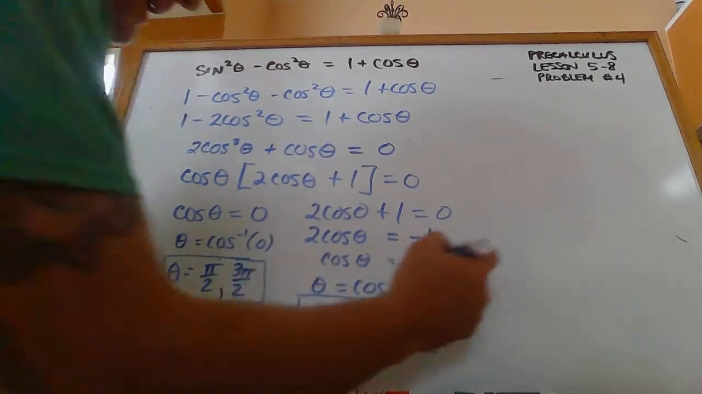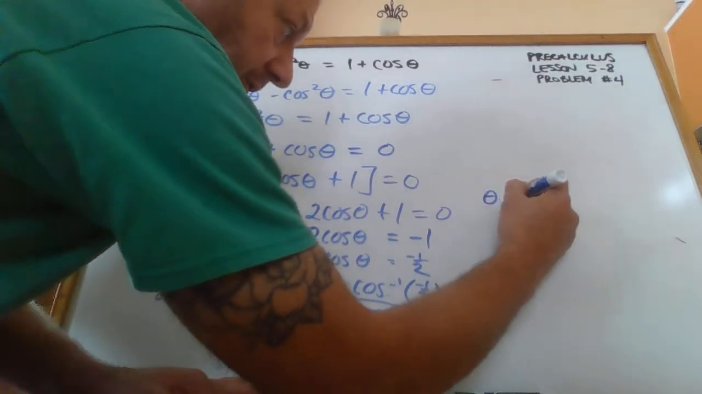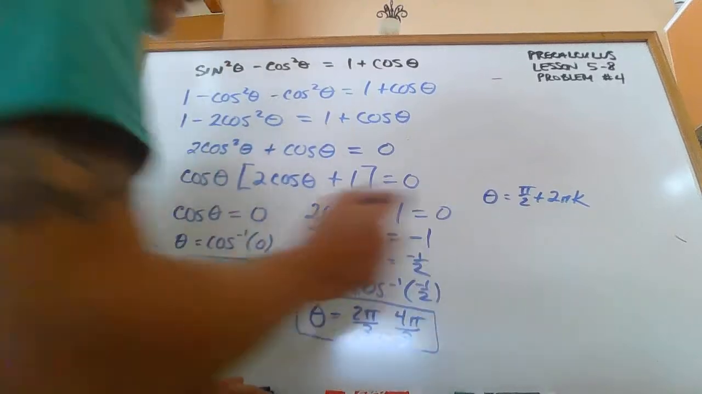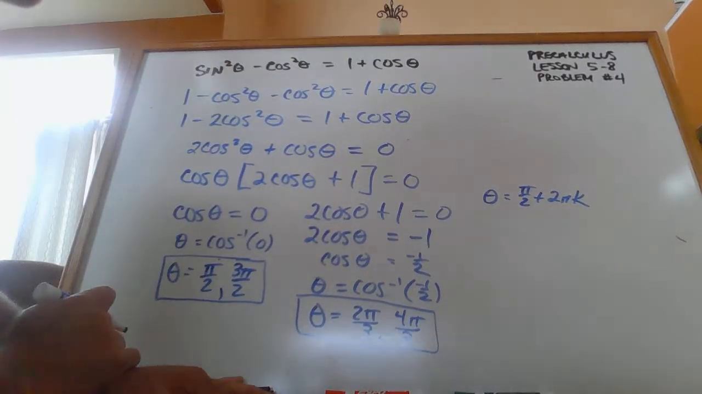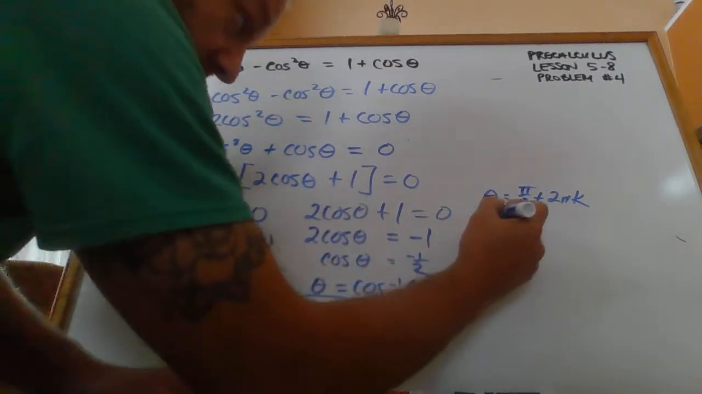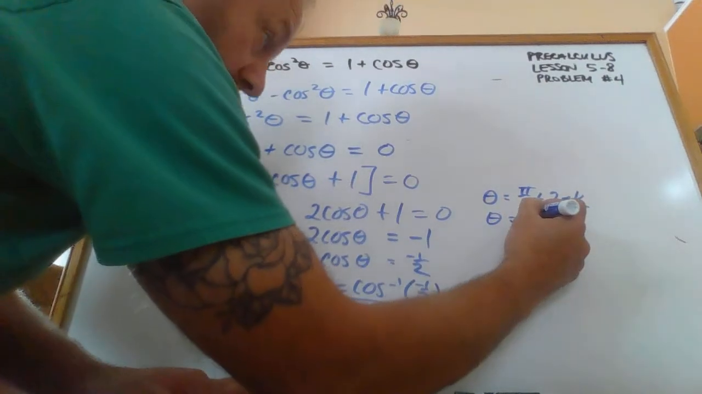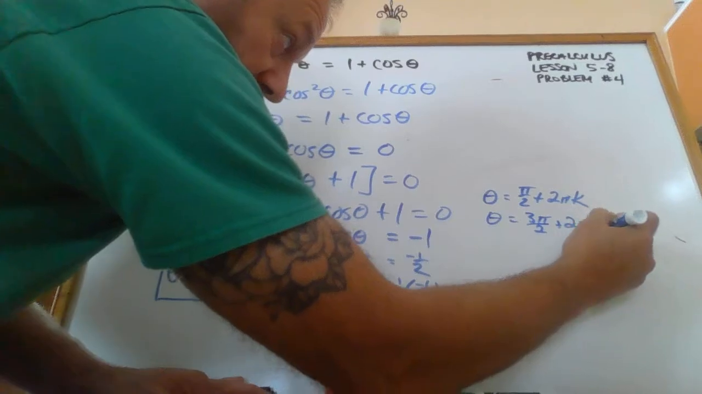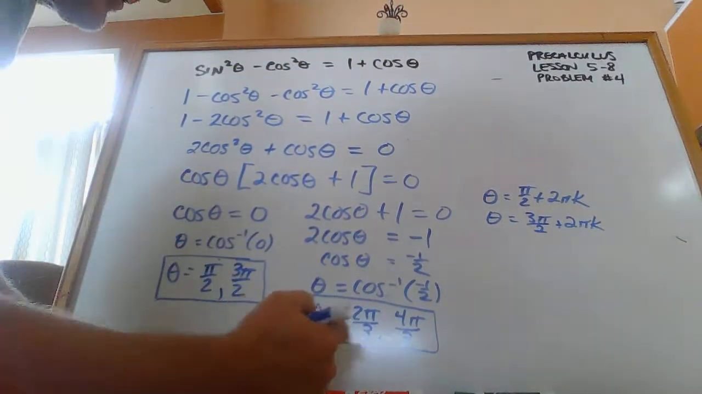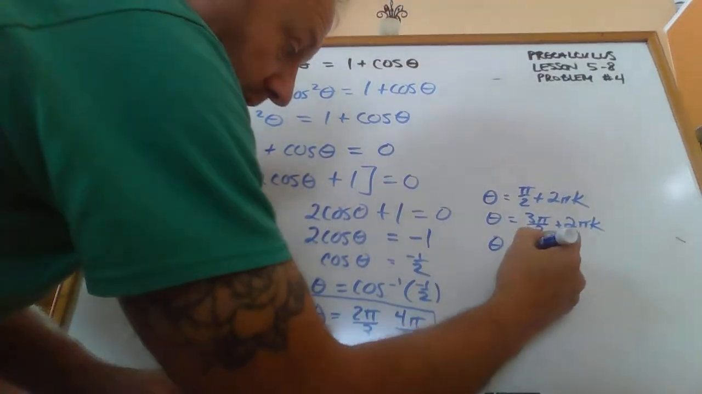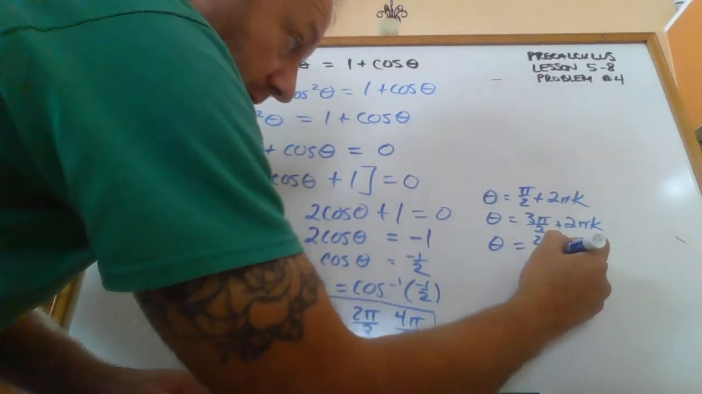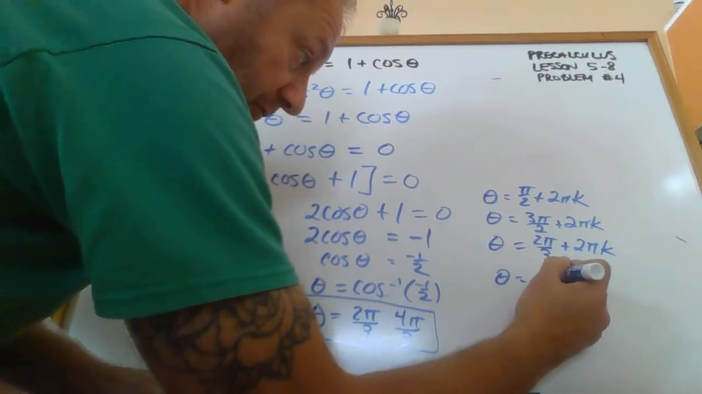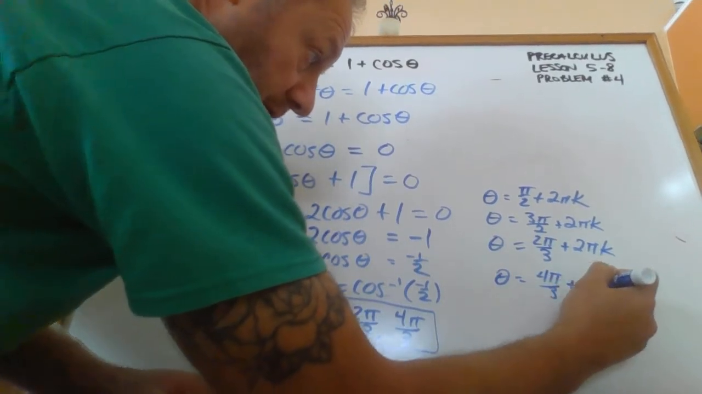So if that was the case, I would write theta is going to be pi over 2 plus 2 pi k. And that gives me all the answers that exist. Okay, I'd also have to write down 3 pi over 2 plus 2 pi k, because that gives me a different set of answers than this one. And the same with both of these: 2 pi over 3 plus 2 pi k, and I would also have 4 pi over 3 plus 2 pi k.